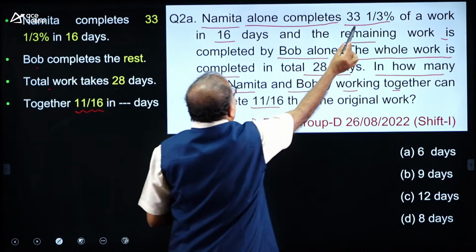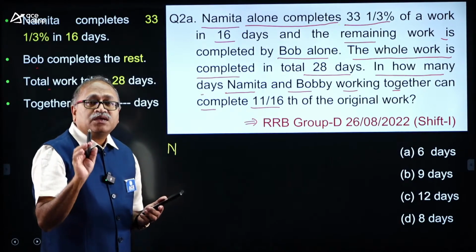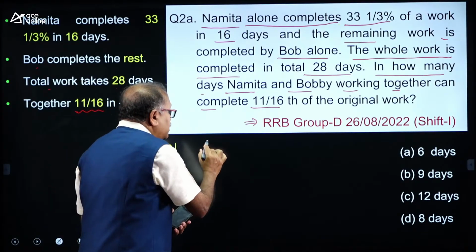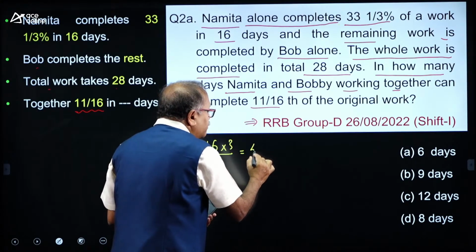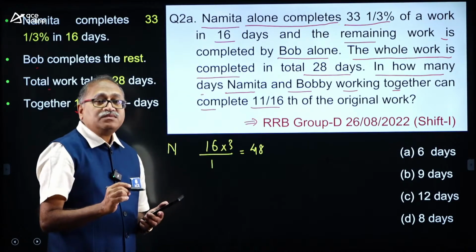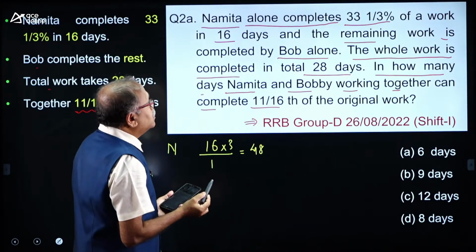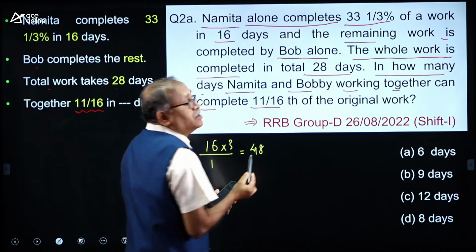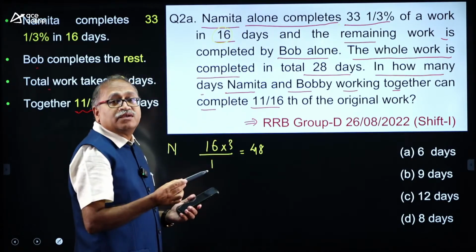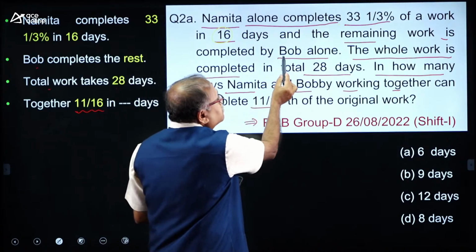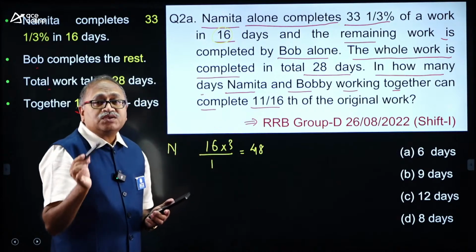Now, if Namrata does one third of the work in 16 days, then one work in how many days? 16 divided by one third. So, that means Namrata can complete one work in 48 days. And we know that B has completed the remaining work, and the total work is completed in 28 days. Out of the total, I will take out these 16 days. So, the remaining 2/3 of the work B has completed in 28 minus 16, that is 12 days.